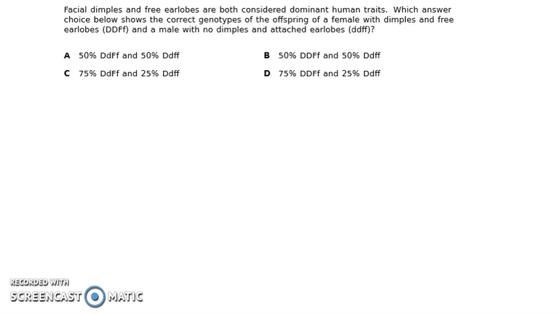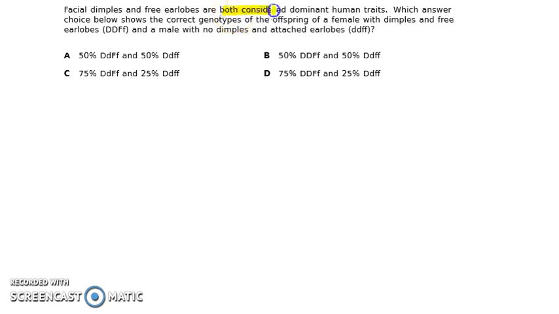Facial dimples and free earlobes are both considered dominant human traits. Which answer choice below shows the correct genotypes of the offspring of a female with dimples and free earlobes and a male with no dimples and attached earlobes? Okay, so remember that we always want to make a key first. So let's highlight some important things.